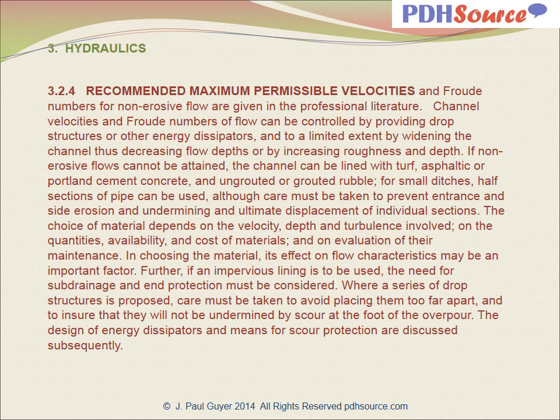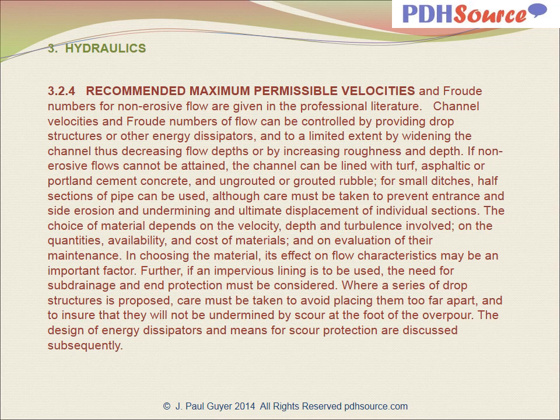Channel velocities and Froude numbers of flow can be controlled by providing drop structures or other energy dissipators, and to a limited extent by widening the channel, thus decreasing flow depths, or by increasing roughness and depth. If non-erosive flows cannot be obtained, the channel can be lined with turf, asphaltic or Portland cement concrete, and ungrouted or grouted rubble. For small ditches, half sections of pipe can be used, although care must be taken to prevent entrance and side erosion and undermining and ultimate displacement of individual sections.